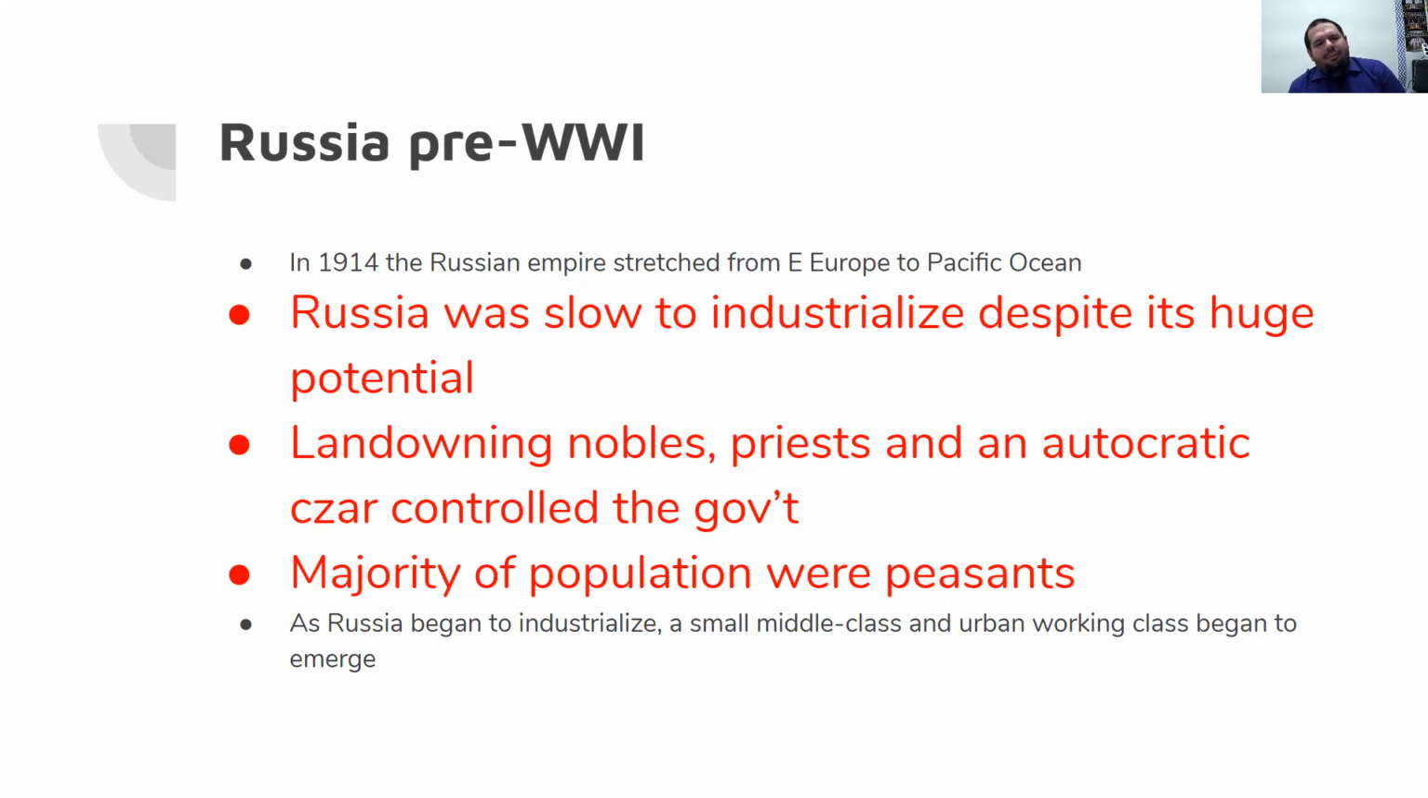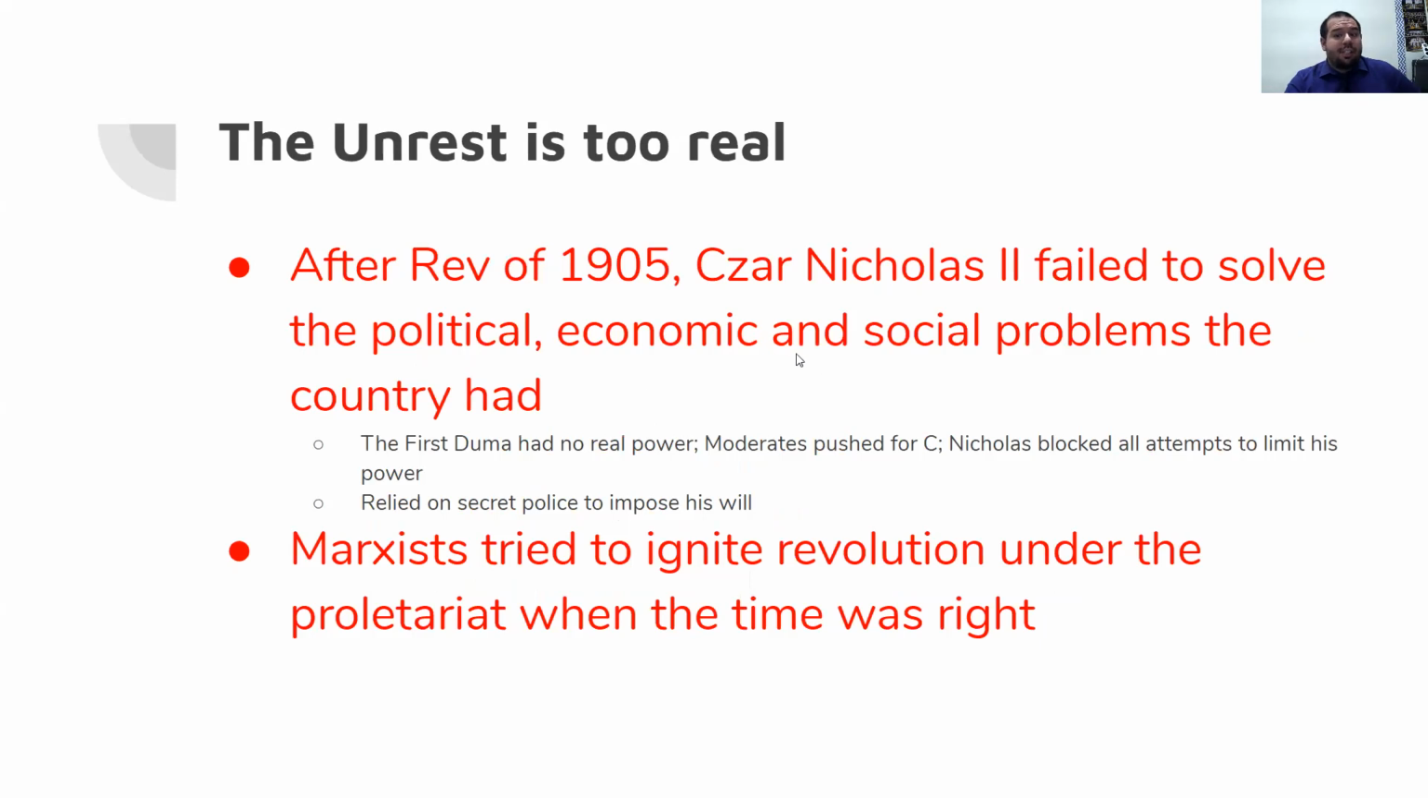It's pre-World War I. Russia, the Russian Empire stretched from Eastern Europe to the Pacific Ocean. Russia was slow to industrialize despite its huge potential. You had landowning nobles, priests, and an autocratic czar that controlled the government. And the majority of the population were peasants, which we already described in the nationalism unit with Russia. So as Russia began to industrialize, a small middle class and urban working class began to emerge, kind of how it happens. If you remember from the Industrial Revolution, those were the two new classes that were created. Extra credit, right?